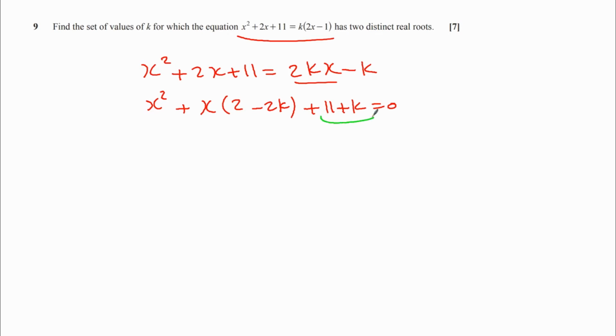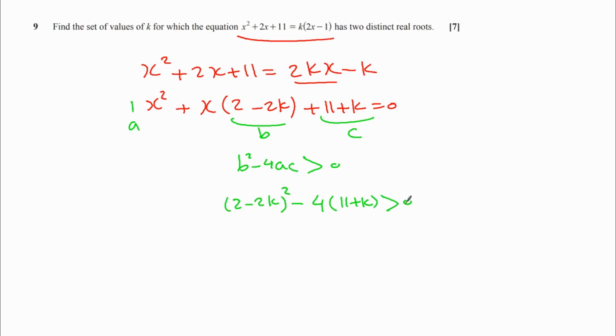So if you look at here, this is my c, this is b, and my a is 1. But the discriminant is b squared minus 4ac. So that has to be larger than 0 for us to have two distinct real roots. So I'm just going to write that down. This will be (2 minus 2k) squared minus 4ac. So this would be 4 times a, which is 1, times (11 plus k). And this has to be larger than 0.